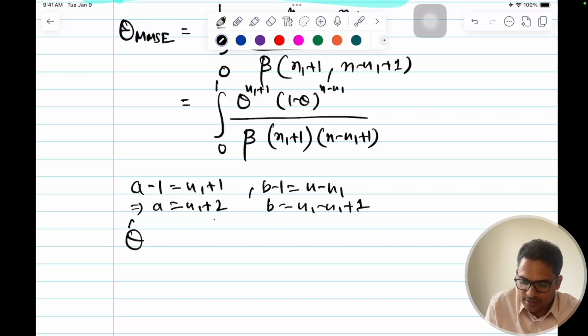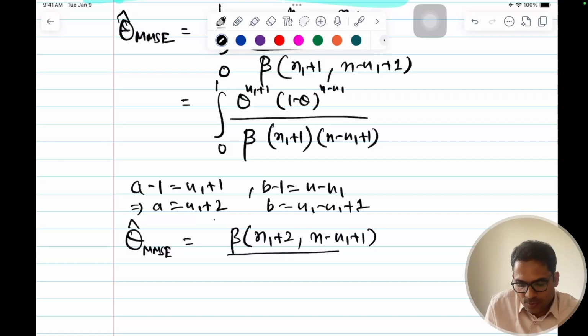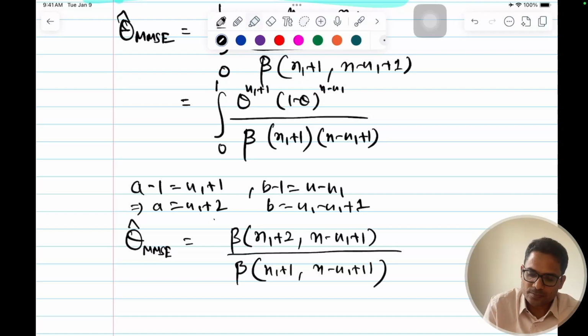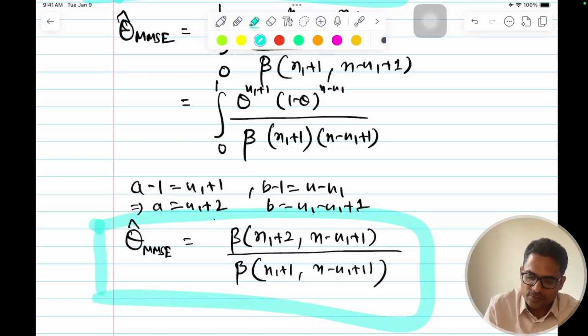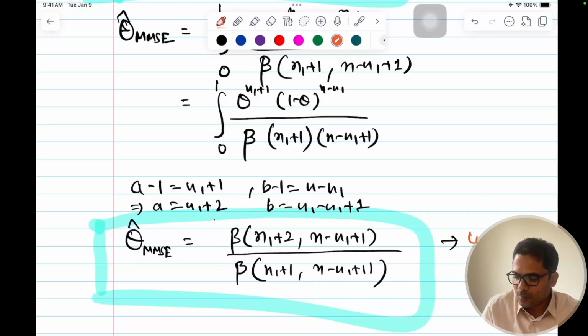So my theta predicted, so I'll put a hat, this is the prediction symbol, is equal to, in the numerator, a beta function of n1 plus 2 comma, this is a, and b is n minus n1 plus 1, and the denominator is beta of n1 plus 1, n minus n1 plus 1. This is for uniform prior. Okay, I hope this is clear. This is simple.